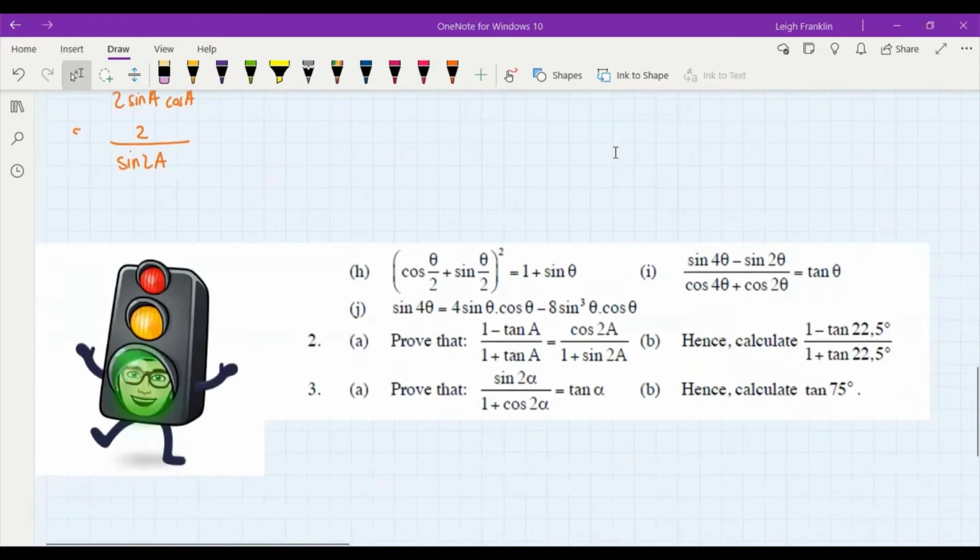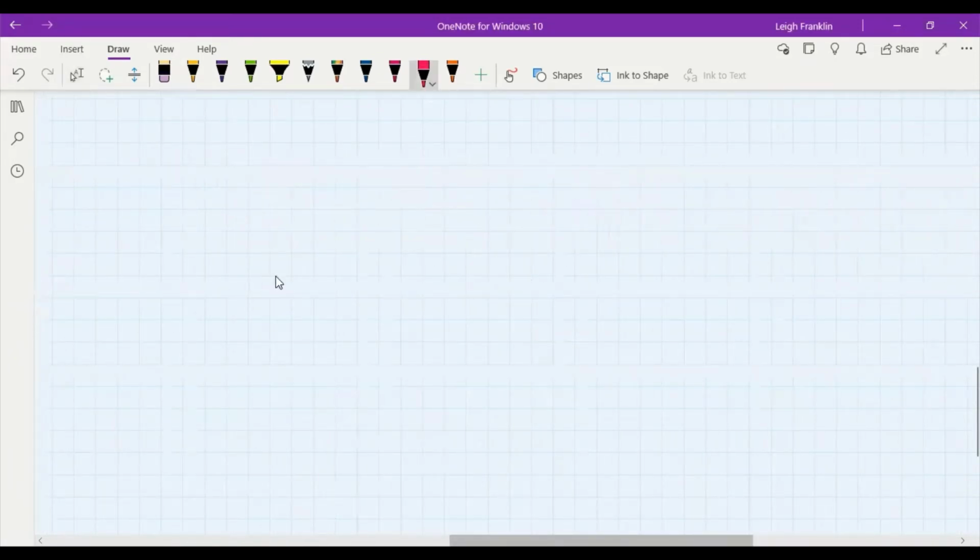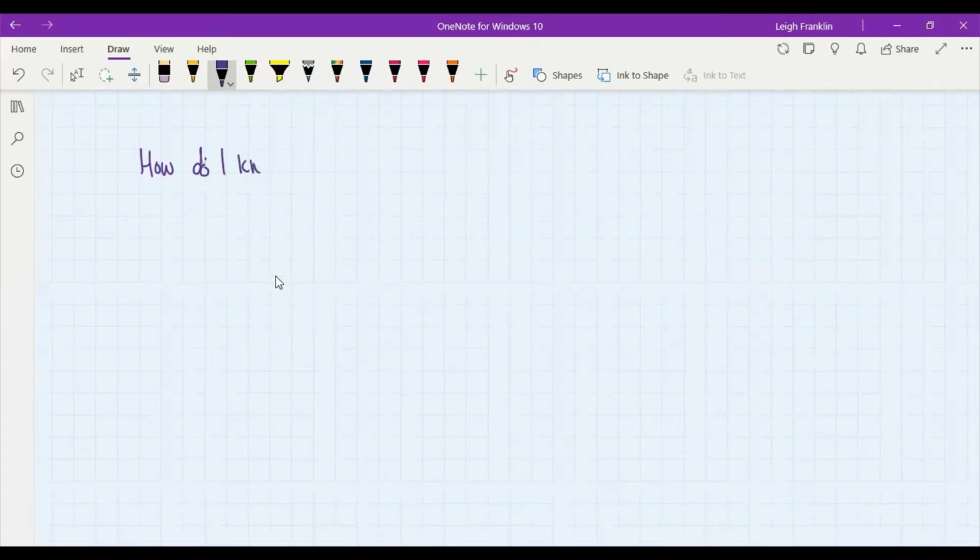Now, these are some of the questions that we didn't get to last week. But before we go ahead and work on these, I just wanted to have another conversation with you about cos 2A. I'll give you an opportunity to work on those now, but a lot of grade 12 students struggle. So what I want to talk about is how do I know which cosine double angle identity to use?